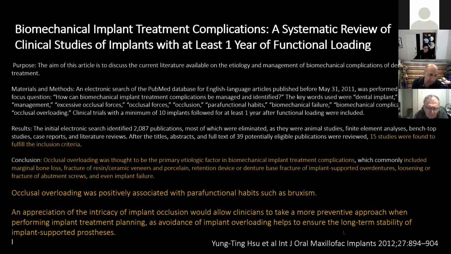See, when you think about the data that's present, the literature looked at over 2,000 publications, and only 15 studies fulfilled the criteria. Occlusal overloading is a primary etiologic factor. Okay, and treatment complications could be marginal bone loss, fracture, porcelain veneer fracture, screw loosening, denture base fracture, implant fracture, the whole thing. So, occlusal overloading was possibly associated with parafunctional habits such as bruxism.